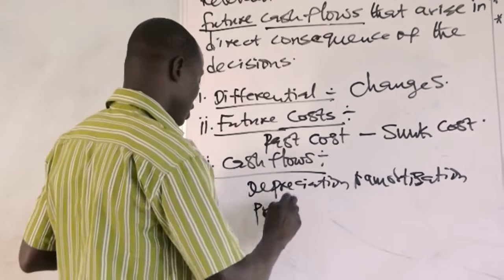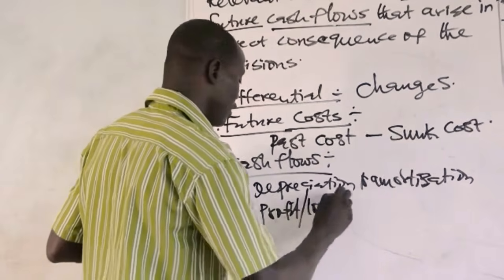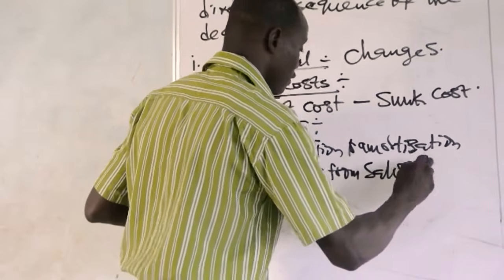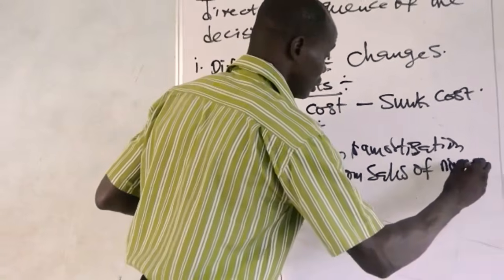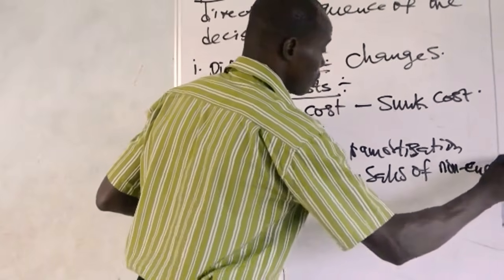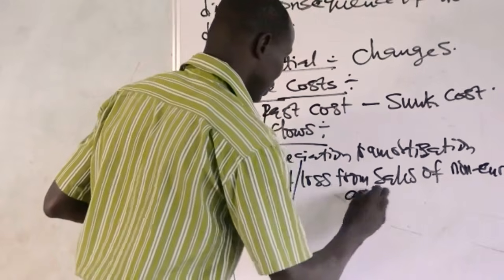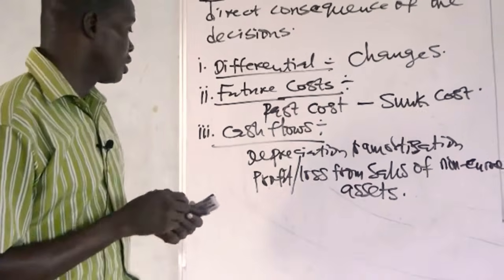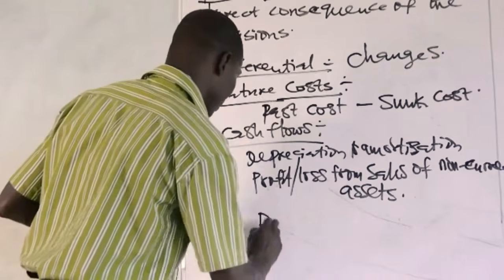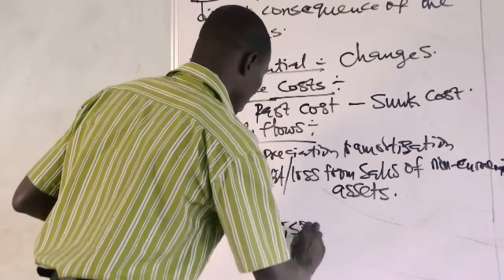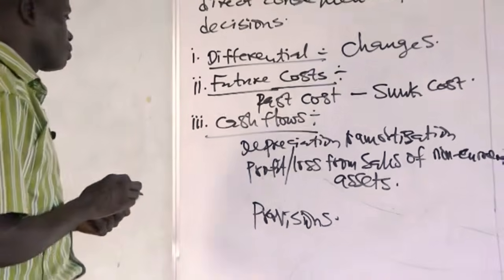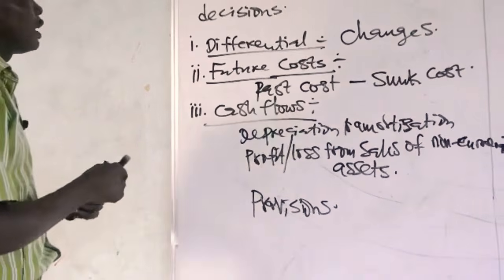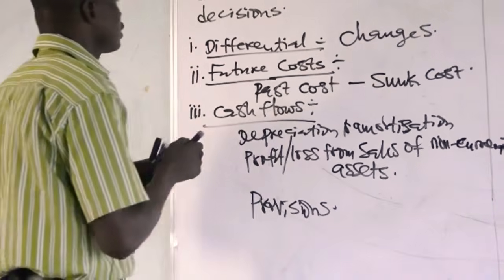Profit or loss from sales of non-current assets, and provisions, are also not relevant. Anything that does not involve flows of cash is not relevant. All relevant costs are cash flows.